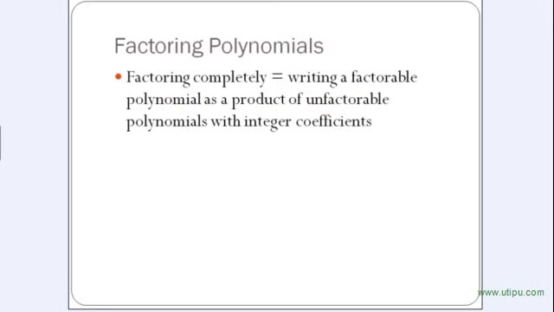If I'm asked to factor something completely, it means writing the polynomial as the product of unfactorable polynomials with integer coefficients. So I want to keep breaking up the polynomial into things I can multiply together that still equal the original polynomial, but to the point where they can't be split up any further. Now, we're reviewing polynomials and factoring because we will apply it in multiple ways to come.